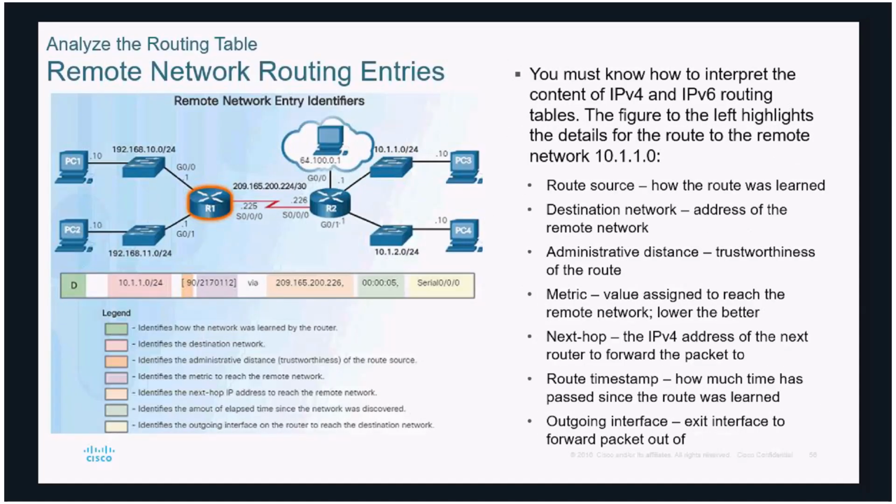It says EIGRP, route source, destination. There are different parts there, so different colors. So how is it learned? Destination network, admin distance, the trustworthiness value. That admin distance is there. Then next is the metric to reach the remote network. Next hop IP address, via the next hop IP address. Amount of time since the network was discovered. And here's the interface to reach that network, to get there via this. That's the way out. That's how a routing table looks. So this is just summarized by that.